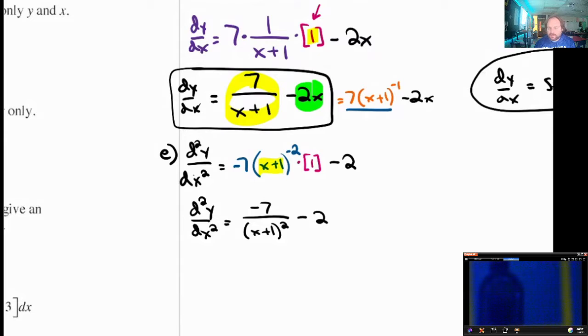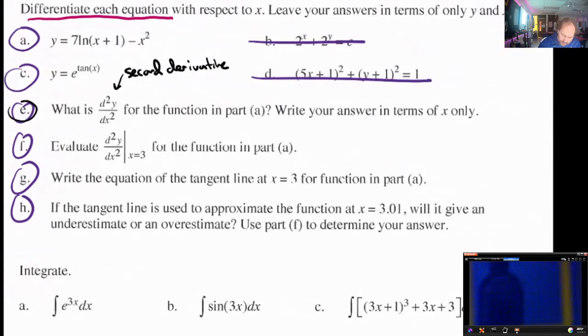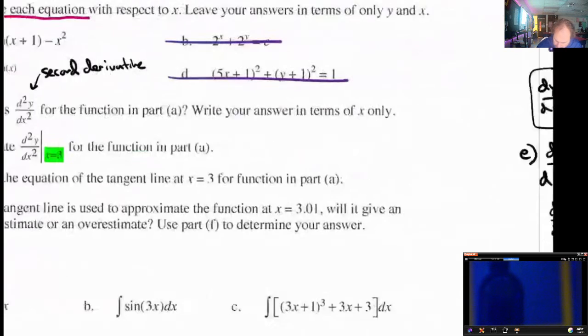I'm sure we could do some algebra to combine those two terms together into one fraction, but who cares? I'm over it. Let's look at what question F is going to ask us to do. In fact, if you look ahead at these questions, the second question is going to have us plug x equals 3 into our second derivative. And then later on, in part G, we're going to write the equation for a tangent line at x equals 3. So we're going to go back to the first derivative. But let's do F right now. It's no real problem.